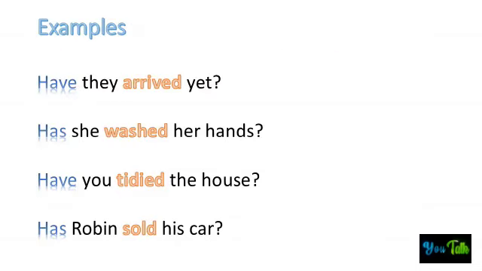Some examples are: Have they arrived yet? Has she washed her hands? Have you tidied the house? Has Robin sold his car? Here, look at the punctuation. For the interrogative form, don't forget to put the question mark at the end.